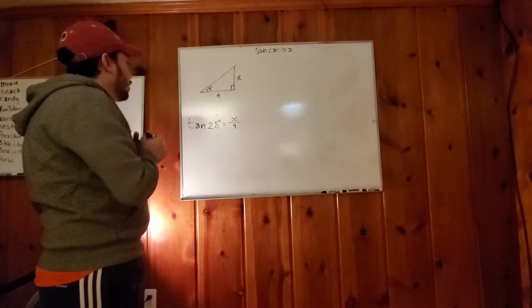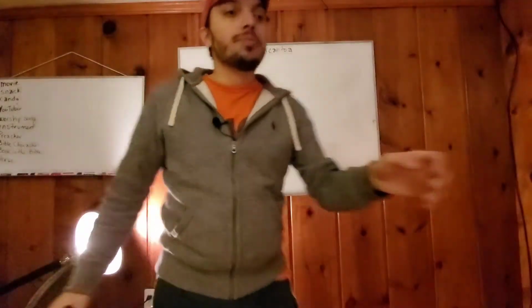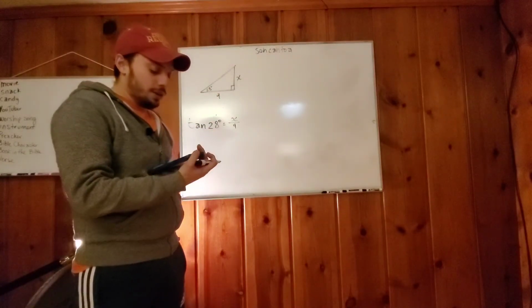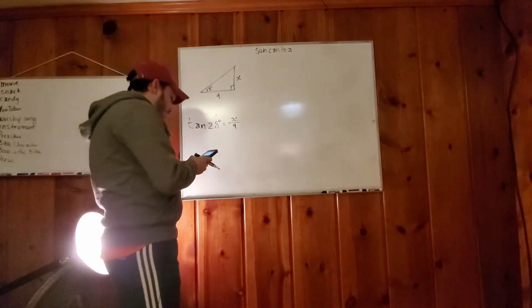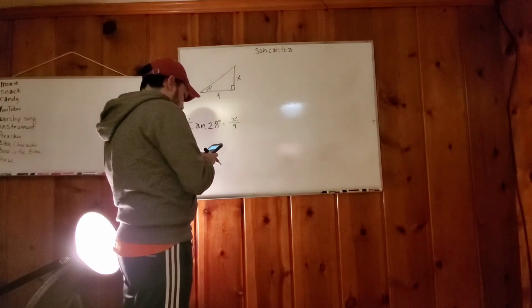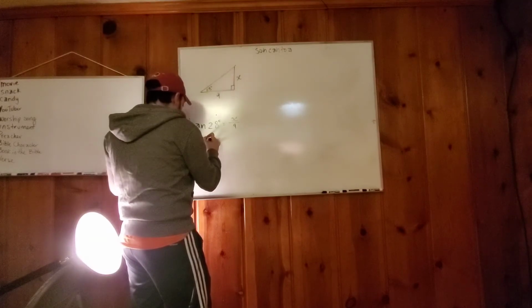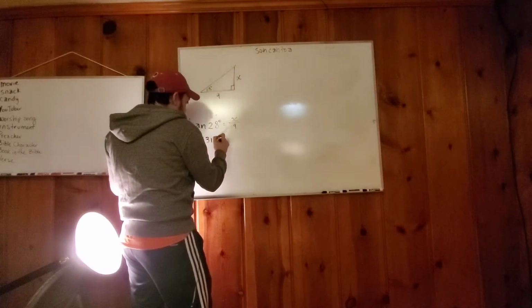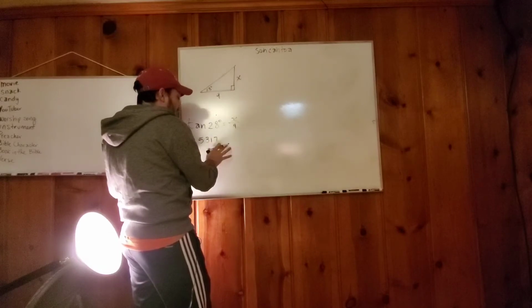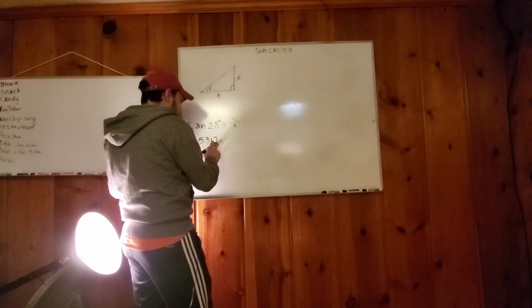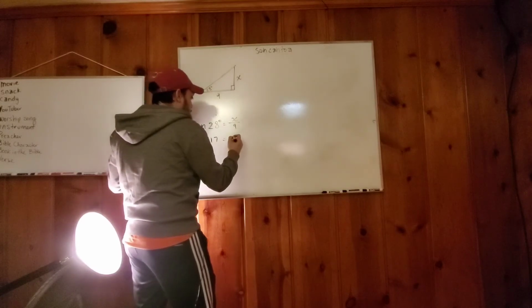Okay, so now what are we going to do? This is why you need the calculator. It's impossible for you to do it without the calculator. What you're literally going to do is find tangent of 28, which is 0.5317. Usually find it to the nearest ten-thousandth, equals x over 9.